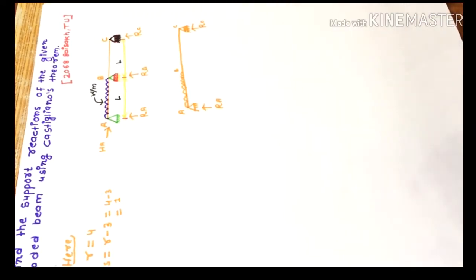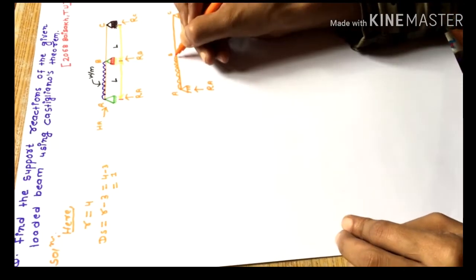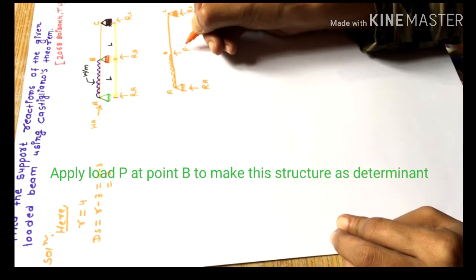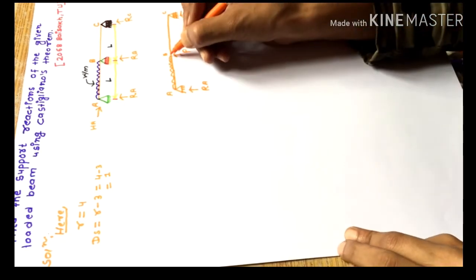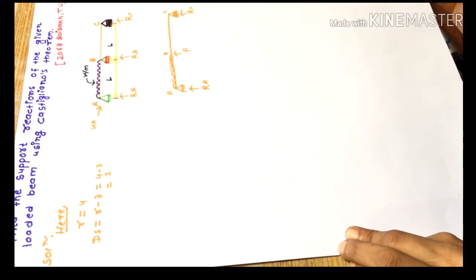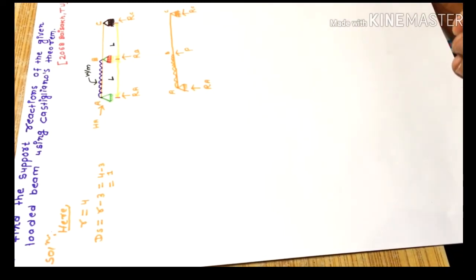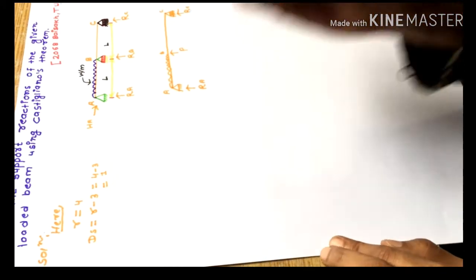To make this indeterminate structure determinate, we have to replace one unknown reaction with a known term, that is, at B let us put P. So in this figure we can see this structure has changed into a determinate structure, so we can easily calculate the reactions using the available equations of static equilibrium. So let's start the numerical.